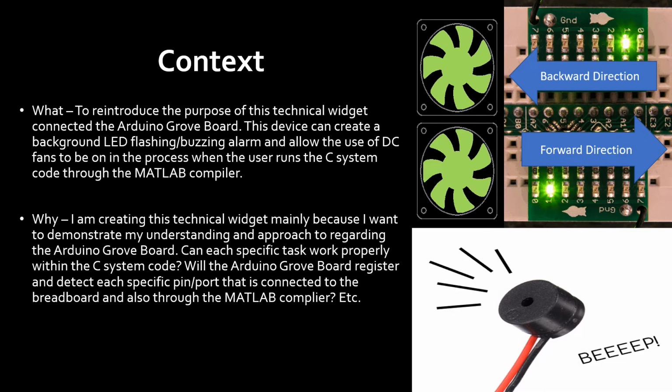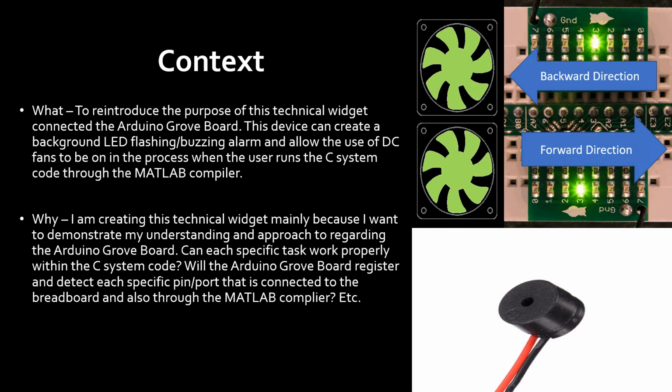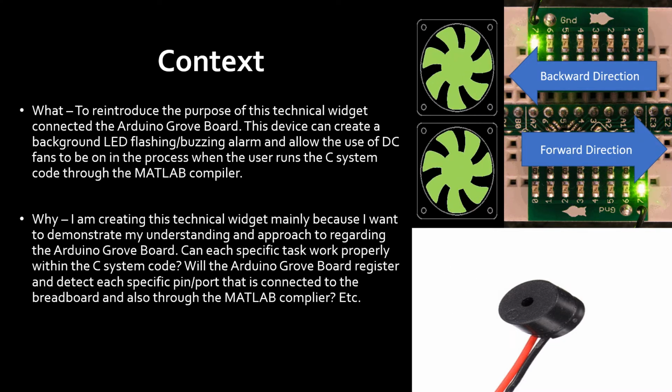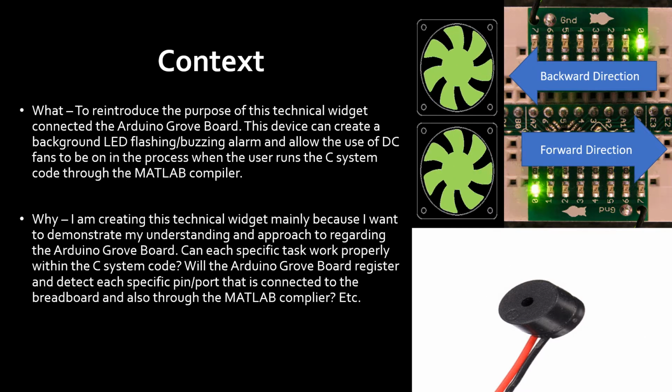To reintroduce what I just said, I'm using the Arduino Grove Board and other electrical circuit elements to connect them to the technical widget, where I will use my C system code and run it through MATLAB to create a background LED flashing / buzzing alarm system with DC fans running through this process. Why I'm doing this is because I want to understand how the Arduino Grove Board works, and it must be able to perform the specific function that I have chosen.